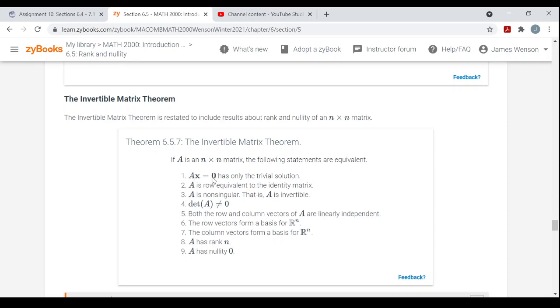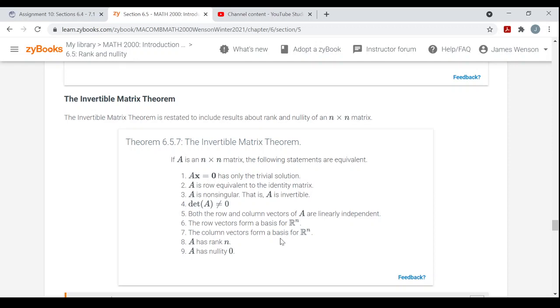So A times x equals 0 has only the trivial solution. If that's true, that means that A is row equivalent to the identity matrix, and A would be non-singular or invertible. That's what non-singular means. It means invertible. If it's invertible, that means the determinant's not 0. And if any of these are the case, that means that both the row and column vectors of A are linearly independent, right? All n rows would be independent, all n columns would be independent. So the row vectors would form a basis for Rn, so would the column vectors.